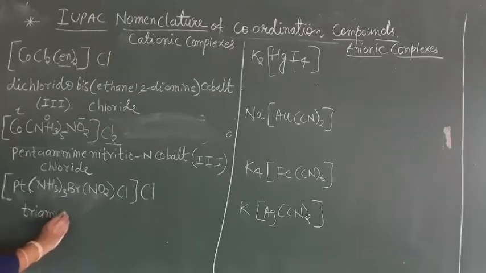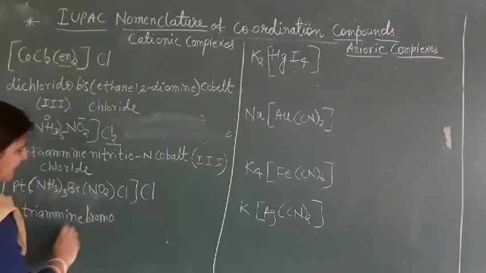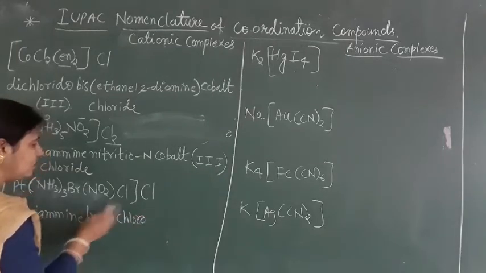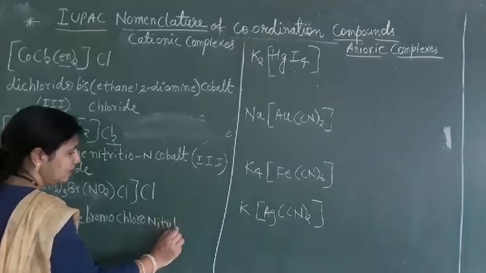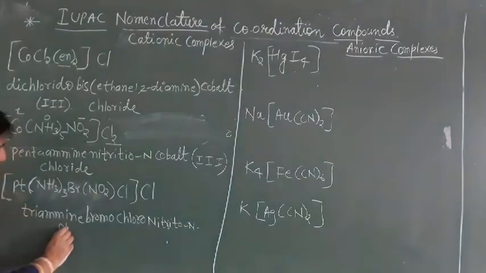Triamine, bromido, or bromo also you can write. Triamine, bromo, chloro, or chlorido. Both are correct. Nitrito-N, and then platinum.